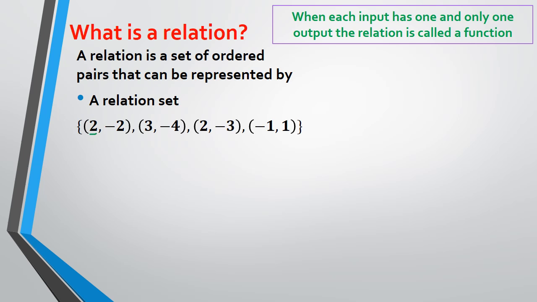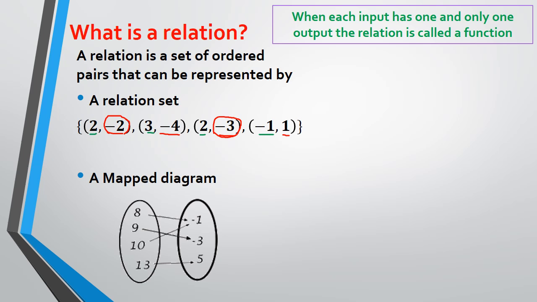2, 3, 2, and -1 are the inputs in this relation set. -2 is the output for 2. -4 is the output for 3. -3 is the output of 2. And 1 is the output of -1. So this is a relation because each input has an output. This relation is not a function because 2 has two outputs. And for a relation to be a function, each input in that relation has to have one and only one output.